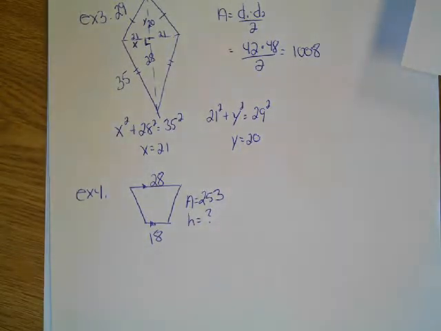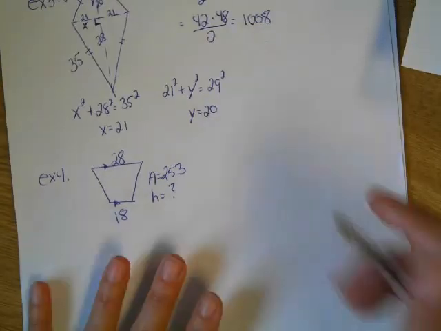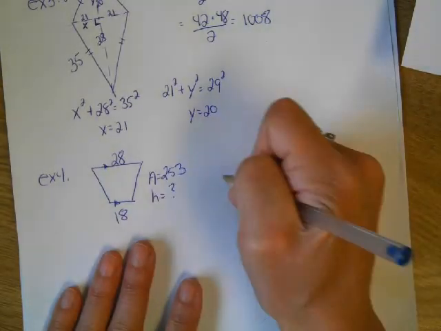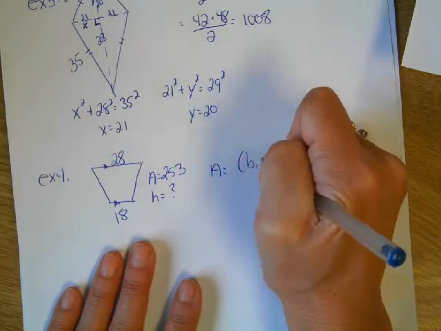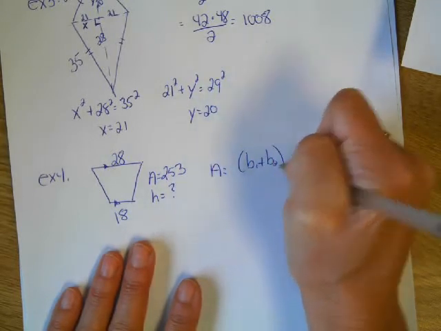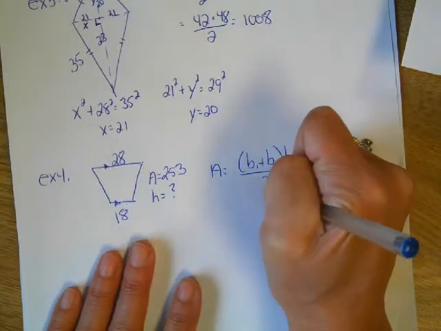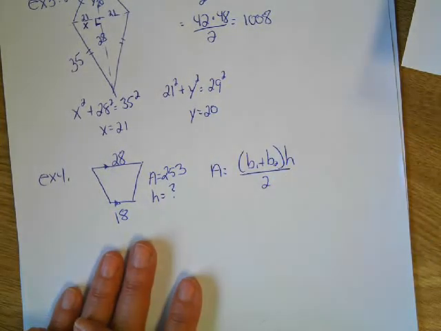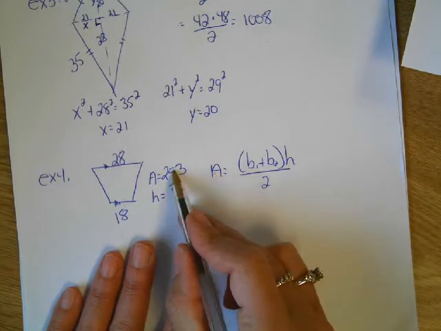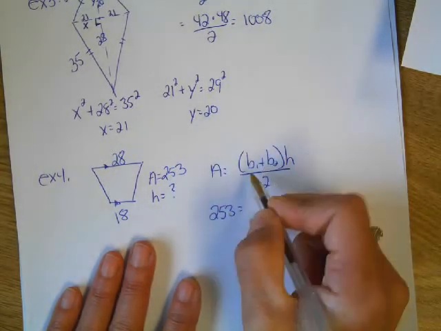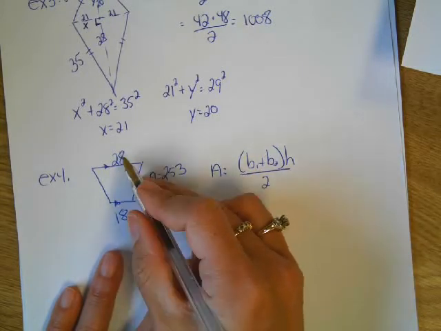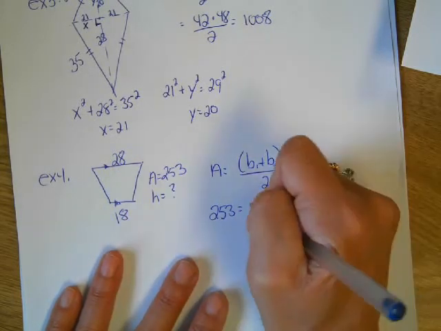So again, start with the formula, then use substitution. Formula is crucial. So for a trapezoid, if I look back on my sheet, I will see b1 plus b2 in parentheses, times by the height, divide by 2. So substitution, in place of A, I can substitute in the 253. And in place of both bases, I can put these two numbers, and because they're added, it doesn't matter which is which.